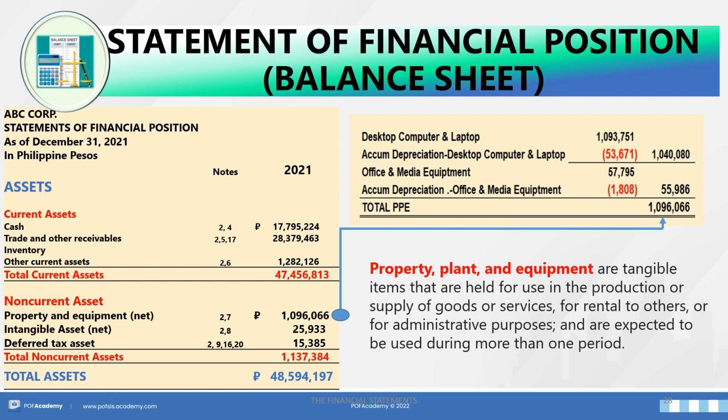As you can see in our example here, there is a contra asset account, accumulated depreciation, that was used to less or deduct the value of the asset. In our example, we have a computer and office media equipment recorded net of accumulated depreciation, which is the total property, plant, and equipment amounting to 1,096,066, from desktop and laptop of 1,040,080 and the office equipment of 55,986.